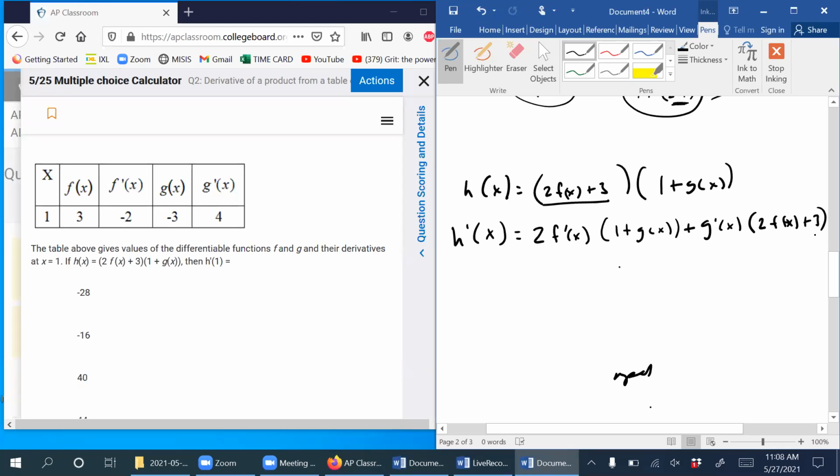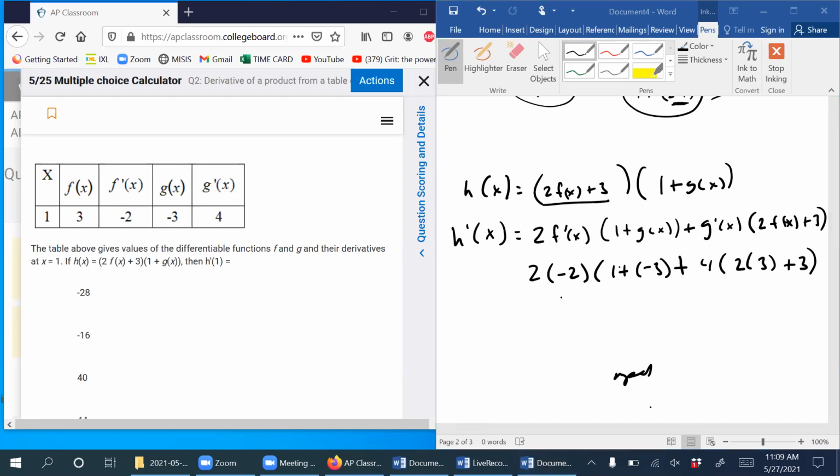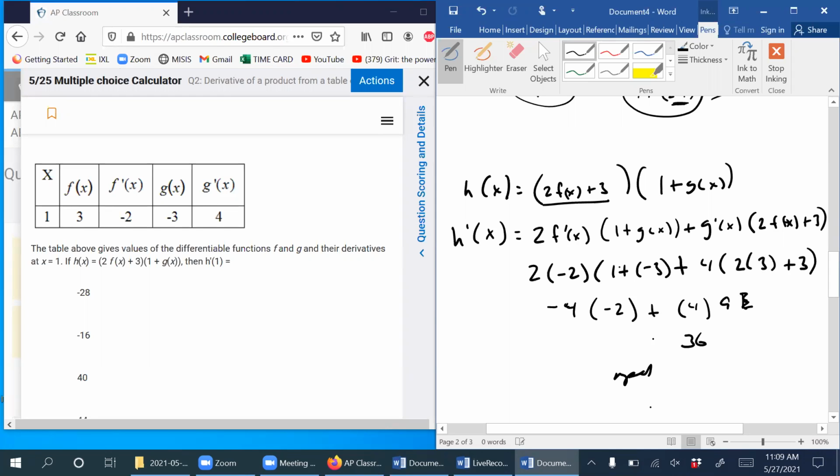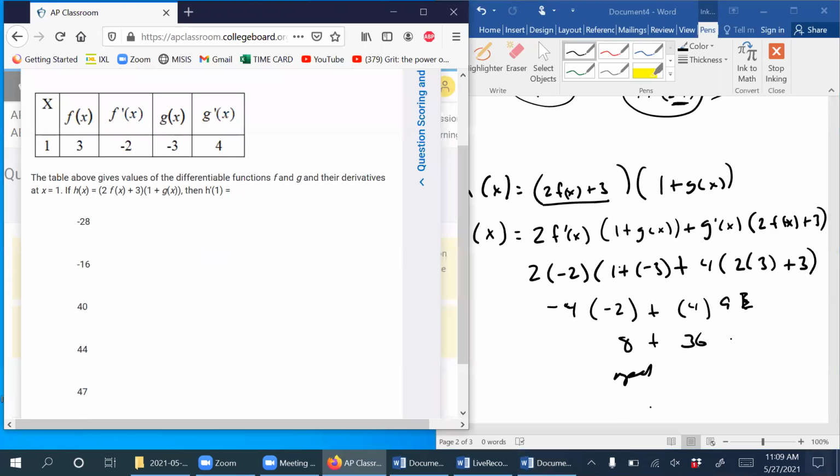Now we have to go back and just copy all these numbers in. F prime is negative 2, so it's 2 times negative 2. 1 plus g at 3 is negative 3. Plus g prime is 4. 2 times 3 plus 3. Okay, it was the product rule that made this a little bit tricky. Okay, and then we can just figure out the rest of it. This is negative 4. That's negative 2 plus 4 times 6 plus 3 is 9. We're at 36. 36 plus positive 8. It looks like it's going to be 44. 44 is the answer.